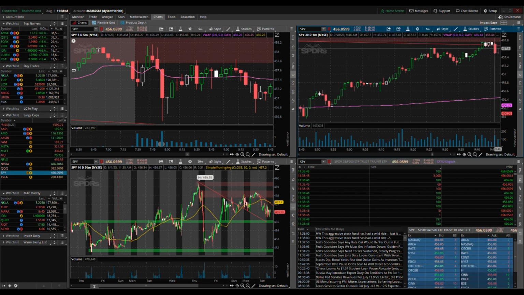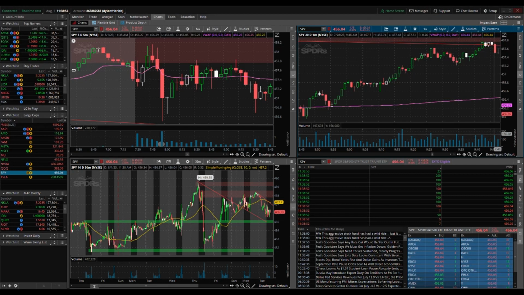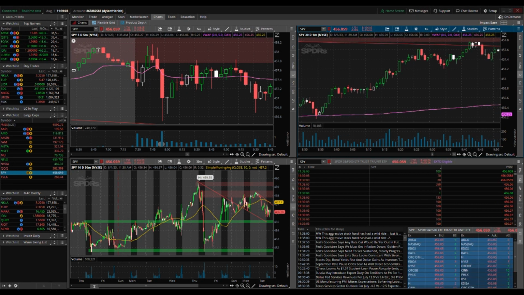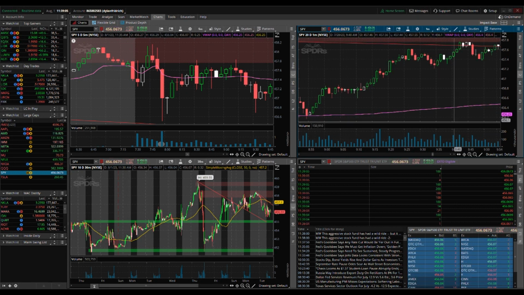Look what happens. Red sell candle on matching, if not higher volume than the other buy candles. Now I'm interested, right? Now I have some sort of interest in playing this. Now I want to see a lower high. Again, once I see that, I'm still looking for the same setup. I'm looking for a lower high now to get short.